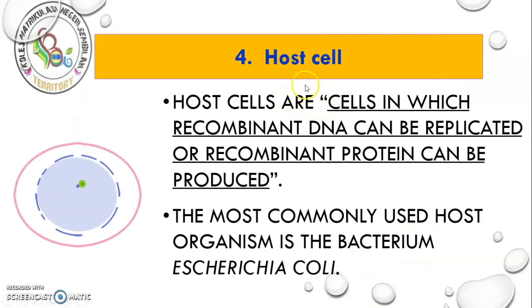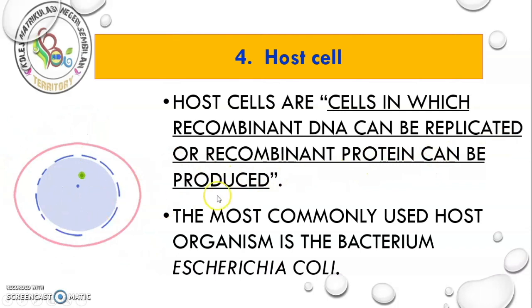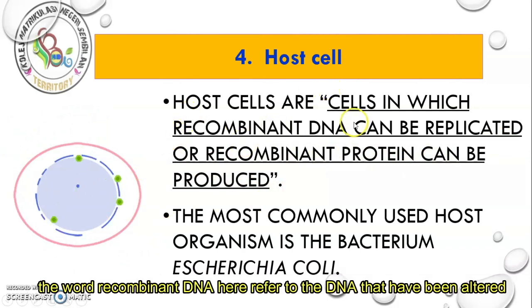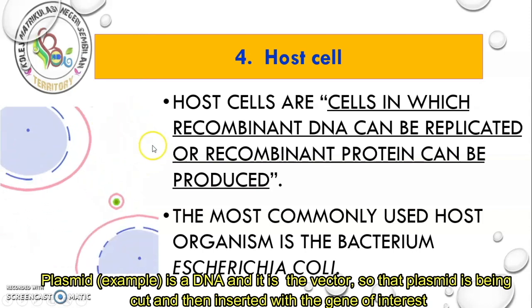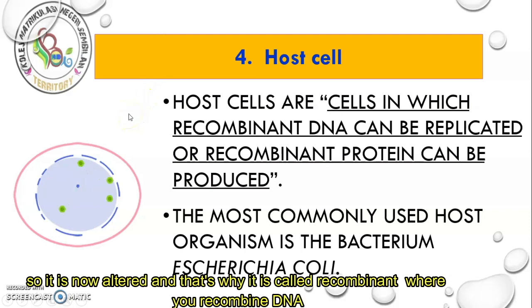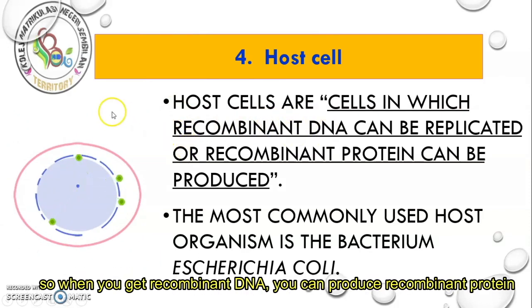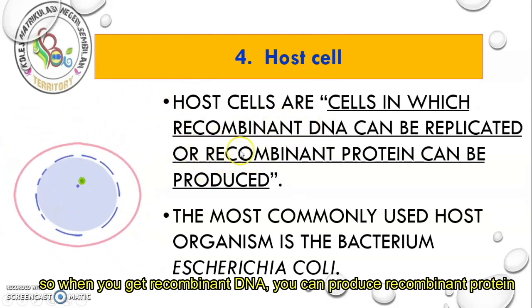The next tool is the host cell. So the host cells are cells in which recombinant DNA can be replicated or recombinant protein can be produced. The word recombinant DNA here refers to the DNA that has been altered. Plasmid is a DNA and it is a vector. So that plasmid is being cut and then inserted with the gene of interest. So it is now altered, and that's why it is called recombinant, where you recombine DNA. So when you have recombinant DNA, it means you can produce recombinant protein.